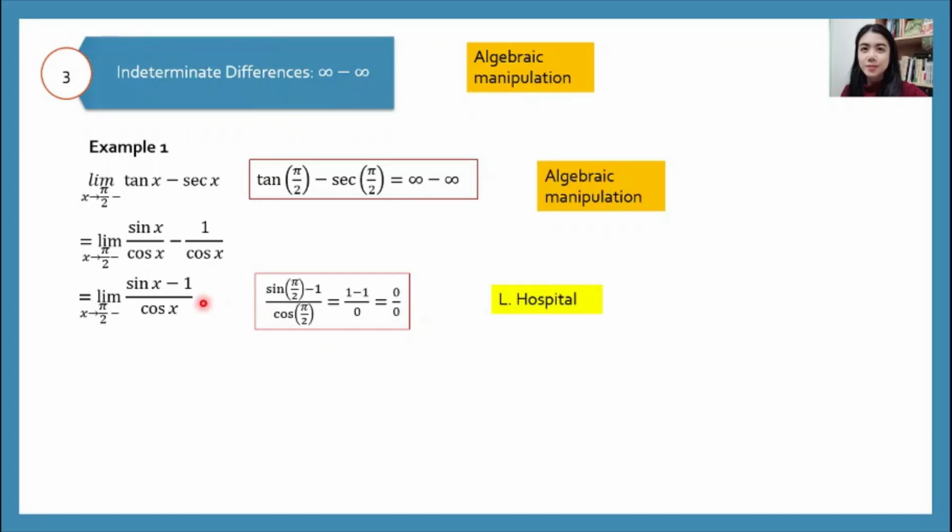L'Hopital's rule says that you can differentiate the numerator and the denominator. If you differentiate the numerator, sine x will give you cosine x, and minus 1 is actually 0. And how about the cosine? If you differentiate the cosine, you have minus sine. And you do the substitution, then we have cosine pi over 2 is actually 0, sine pi over 2 is 1, so negative 1 in the denominator. And the result is 0.